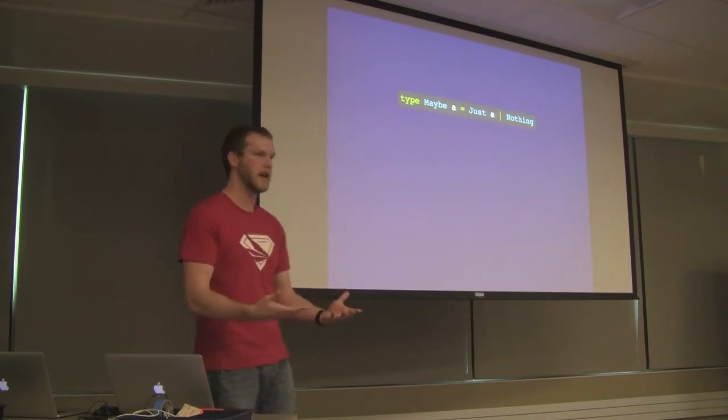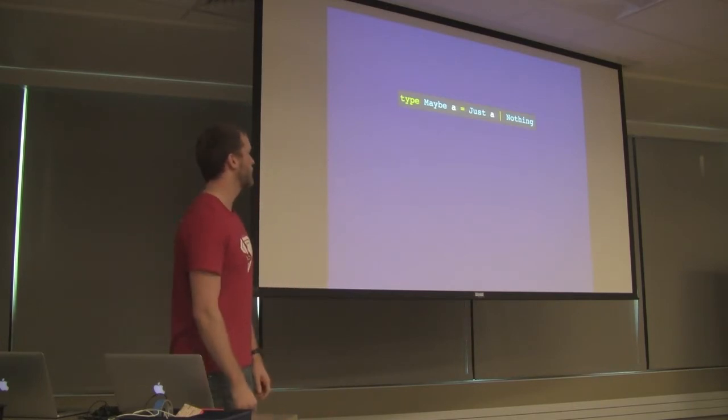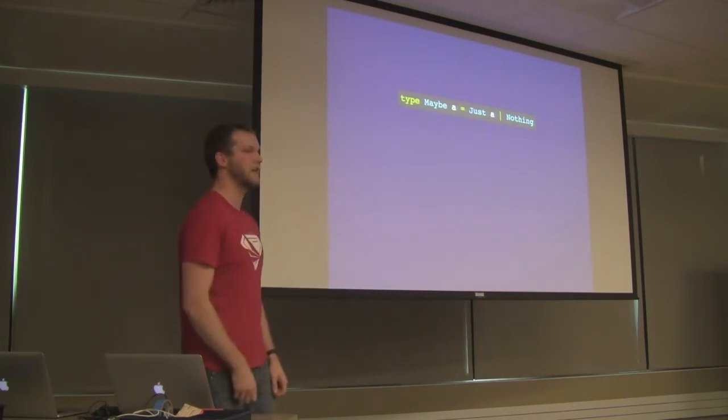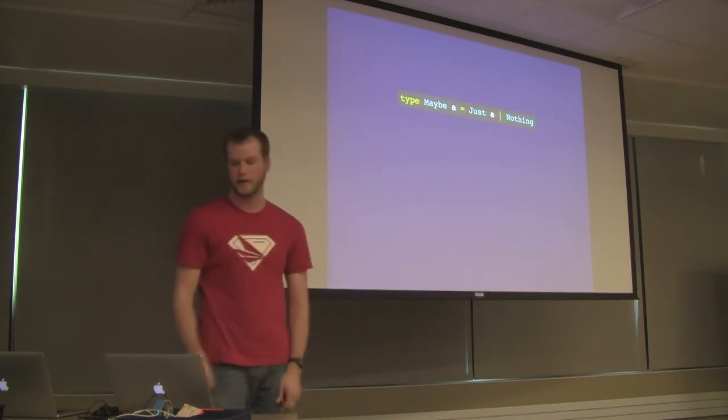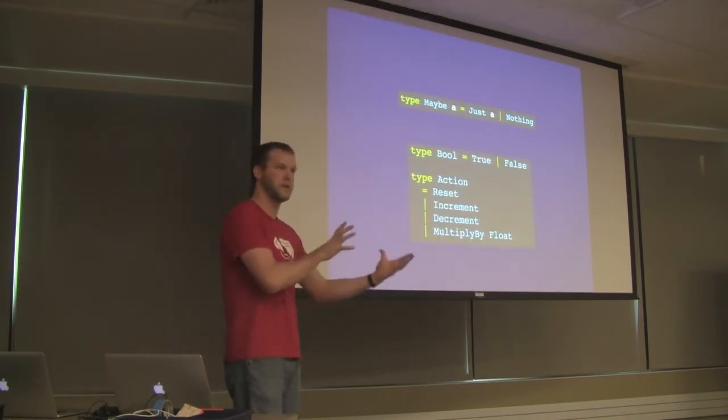There's something called a union type in Elm, which is kind of like an enumeration on steroids, where maybe number is either just that number you're talking about or it's nothing at all. Again, don't read too much into it. Boolean is a type. It can be true or false.